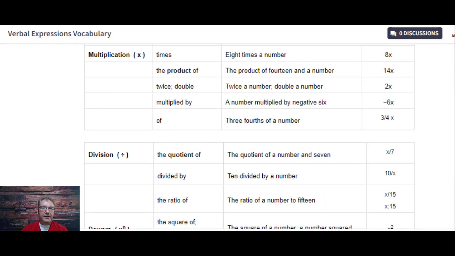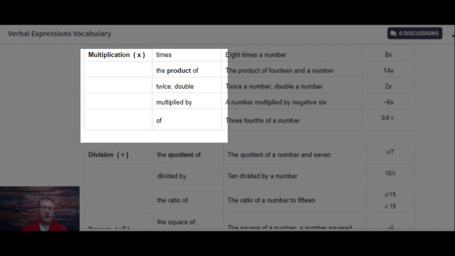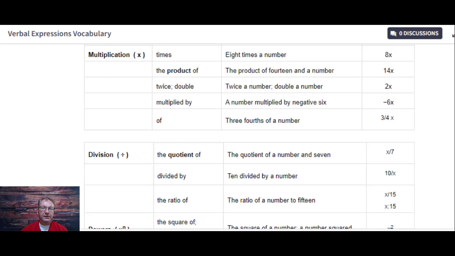Let's look at multiplication. Common words for multiplication are times, the product of, twice, doubled. You could even add triple or quadrupled. Multiplied by, or the word "of," which is usually saved for percentages or fractions. So times: 8 times a number is just 8x. And from now on, when you see something like 8x, what you want to do is read it to yourself as 8 times x, because that's going to help you with inverse operations when we get there.